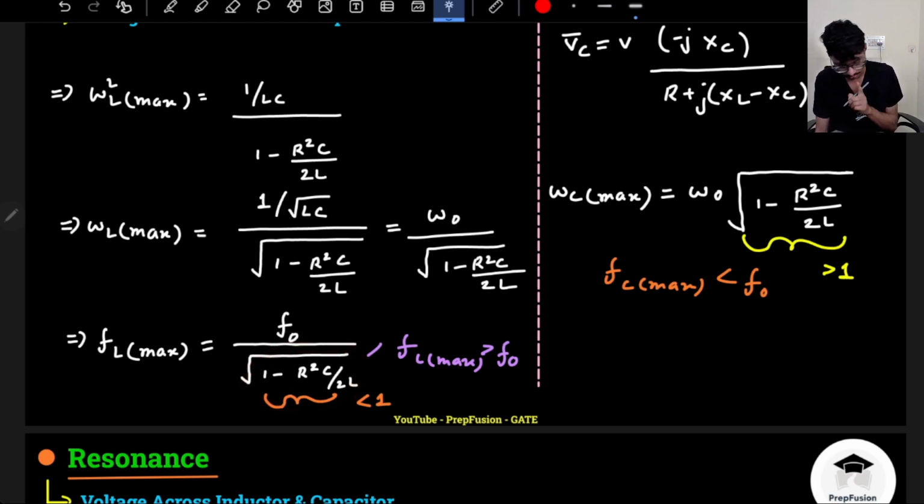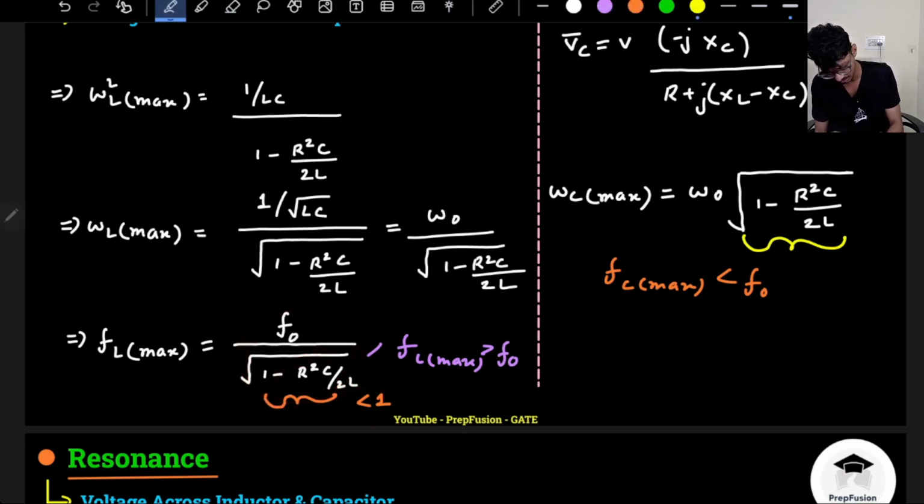Sorry. So for it to be greater than F naught, this term has to be less than 1, correct? So F naught by 0.1 will be 10 F naught, so then only it will be greater than F naught, correct? If it is, let's say, 1.1, it will be lower than F naught, right? No, we do not want that. We want it to be greater than F naught. So this has to be less than 1. In this case as well, it has to be less than 1 actually.